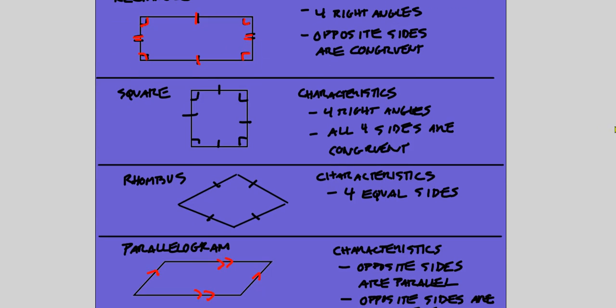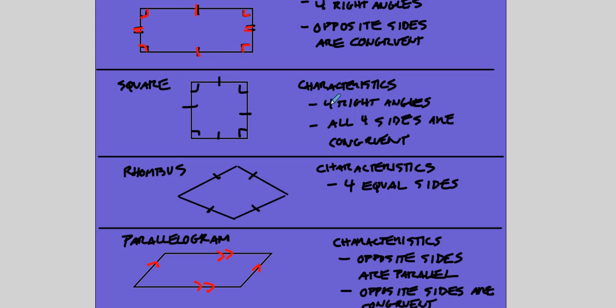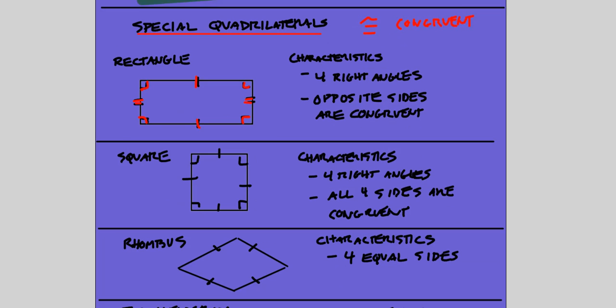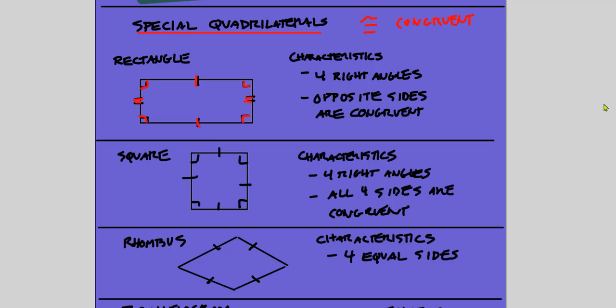Okay, so then we have the square. Notice the square is a rectangle, but you actually have 2 pairs of opposite sides that are congruent. You have 4 right angles. All 4 sides are congruent. That's a defining characteristic of a square. Notice all squares are rectangles, but not all rectangles are squares.